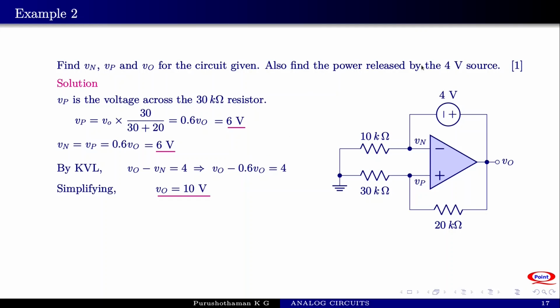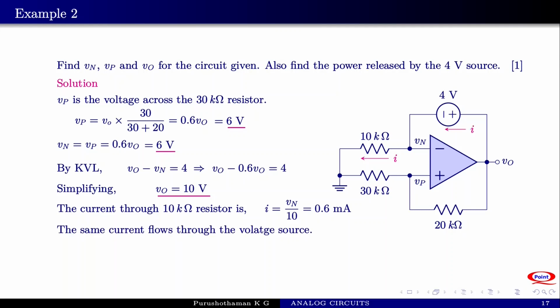What remains is to find the power released by the 4 volt source. Power released by the 4 volt source is the voltage 4 volt multiplied by the current supplied by the source. So let us calculate the current. Since this point is at a voltage of 6, there is a current flowing in this direction. The current through the 10 kilo ohm resistance is Vn by 10 equal to 0.6 milliamperes in the direction shown. This is the same current through the feedback path, which is through the voltage source.